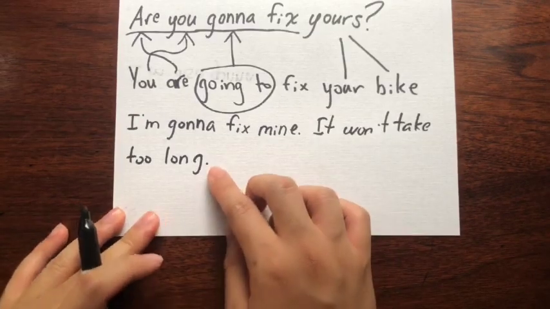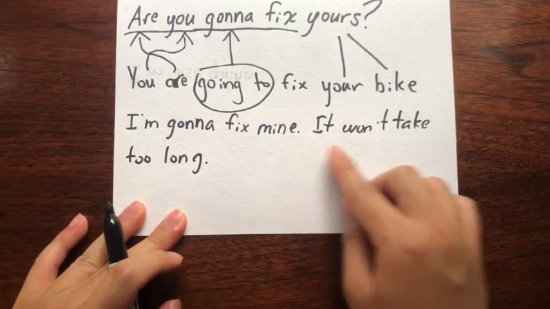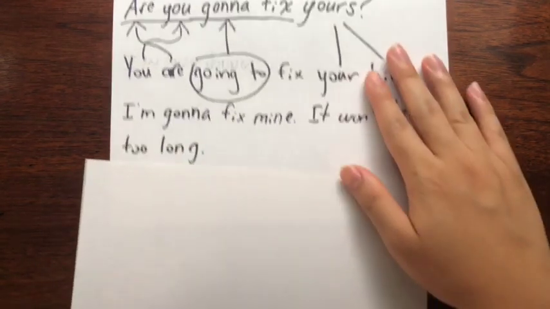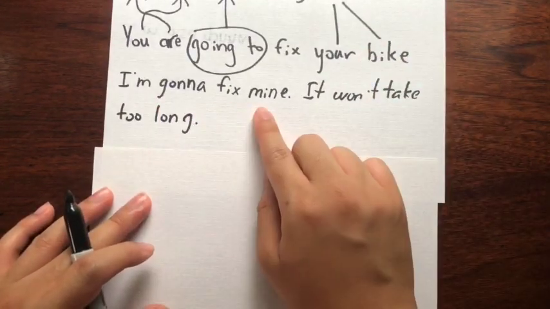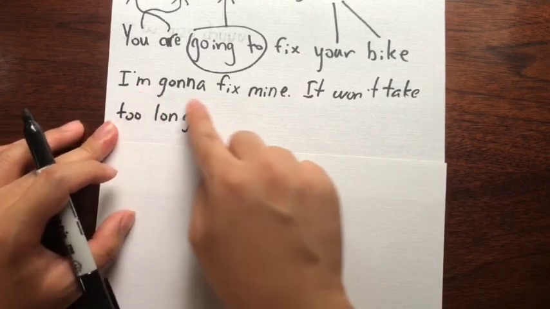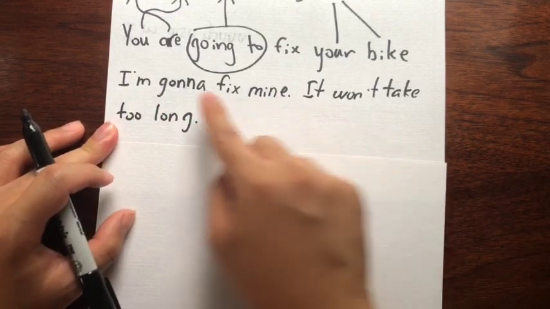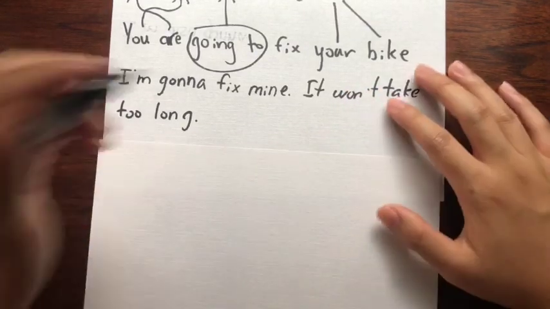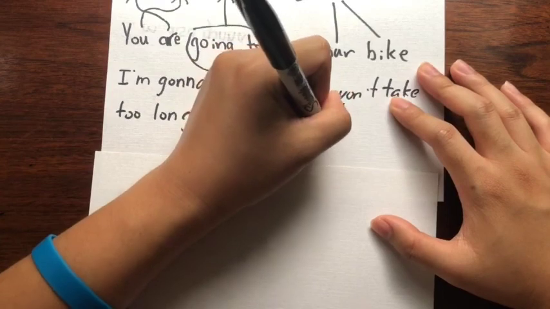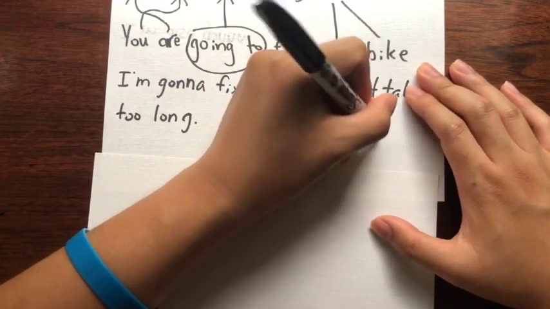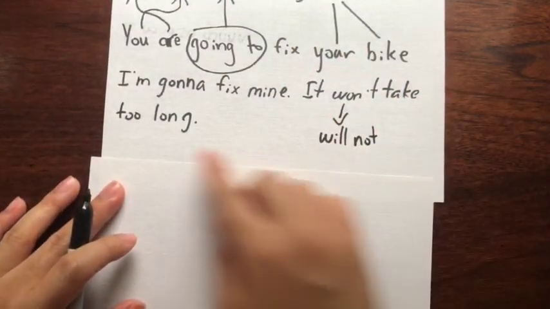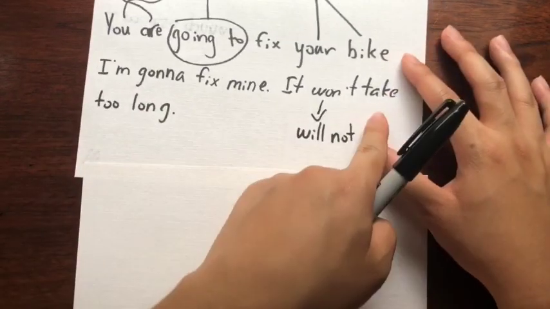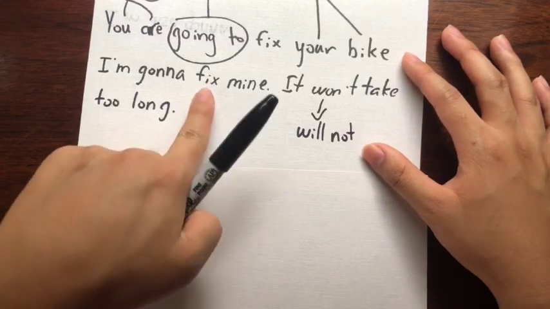Okay, last sentence. I'm gonna fix mine. It won't take too long. Okay, so what's happening in these two sentences? I'm gonna fix mine. This means I am going to fix my bike. I'm gonna fix mine. It won't take too long. Won't is will not. It won't take too long. What does take too long mean? It means it will not take a long time to fix my bike.